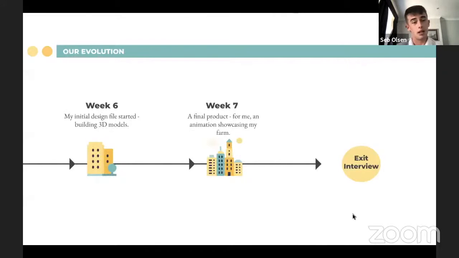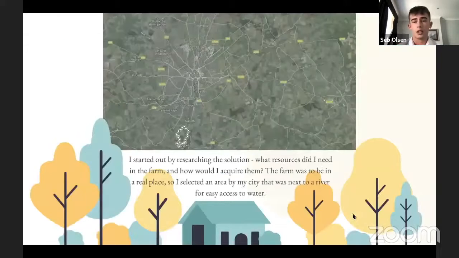And then week 6, I started my initial design file, building the 3D models. And finally, by week 7, I had a final product ready, which was for me an animation showcasing my farm, which you'll see later.